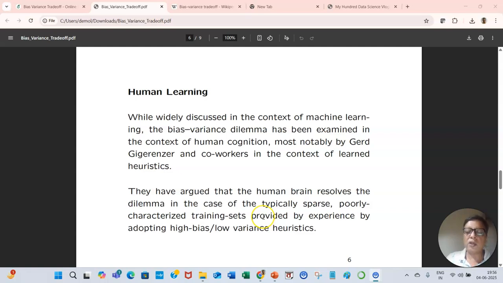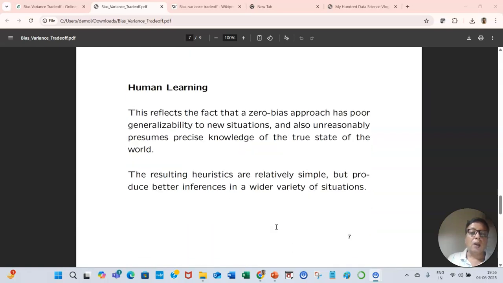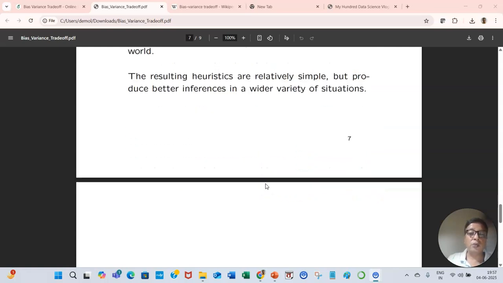But we first try to make the bias zero, make the model unbiased, and then try to reduce the variance. But human learning experts are talking the other way, high bias, low variance heuristics. This reflects the fact that a zero bias approach has poor generalizability to new situations and also unreasonably presumes precise knowledge of the true state of the world. The resulting heuristics are relatively simple but produce better inferences in a wider variety of situations. They are praising high bias, low variance models.